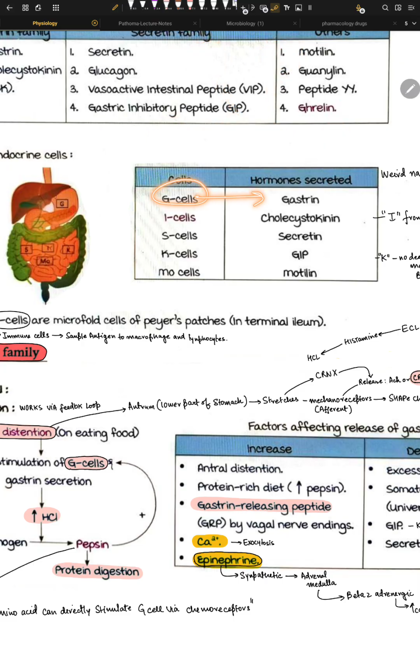So G cells make gastrin, and gastrin is actively responsible for HCl production, and HCl leads to a lot of things. The number one thing HCl does is convert pepsinogen into pepsin. Why is it done under HCl? Because HCl has this pH, and one of the conditions in which pepsinogen can convert into pepsin is that you must have a pH less than 5.